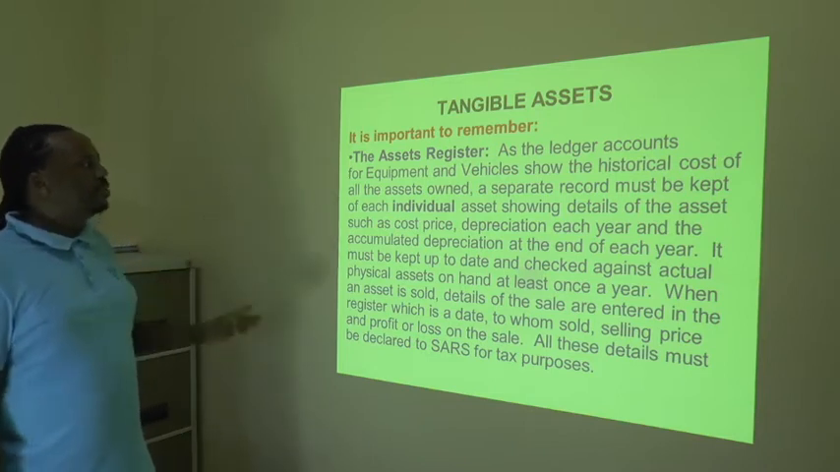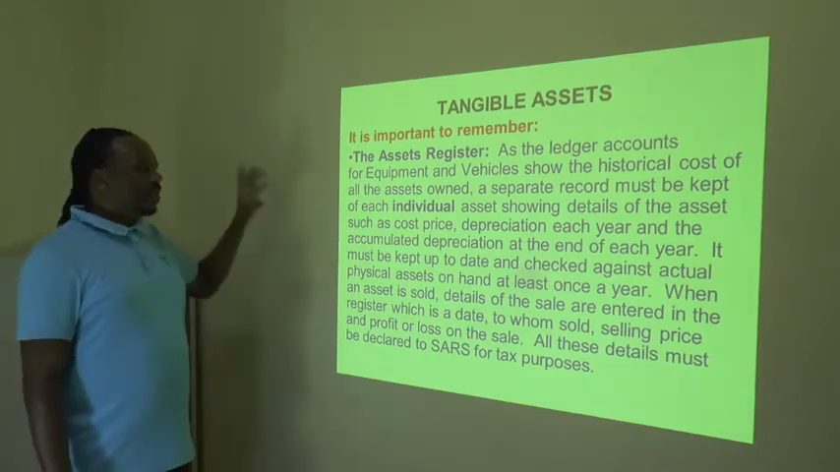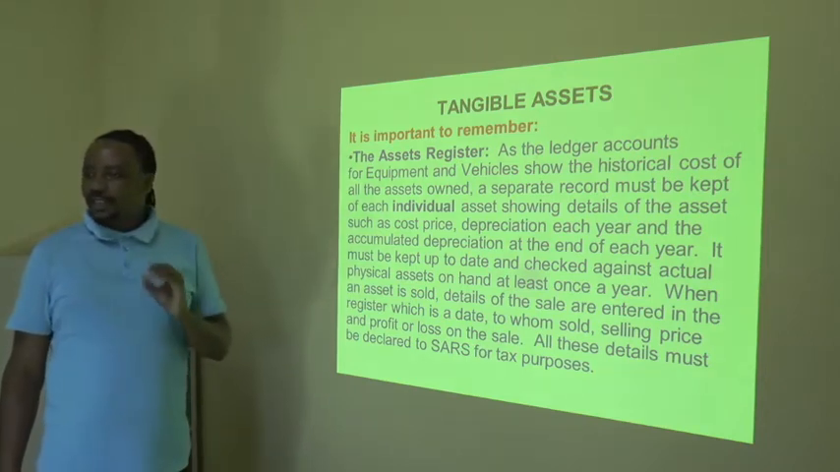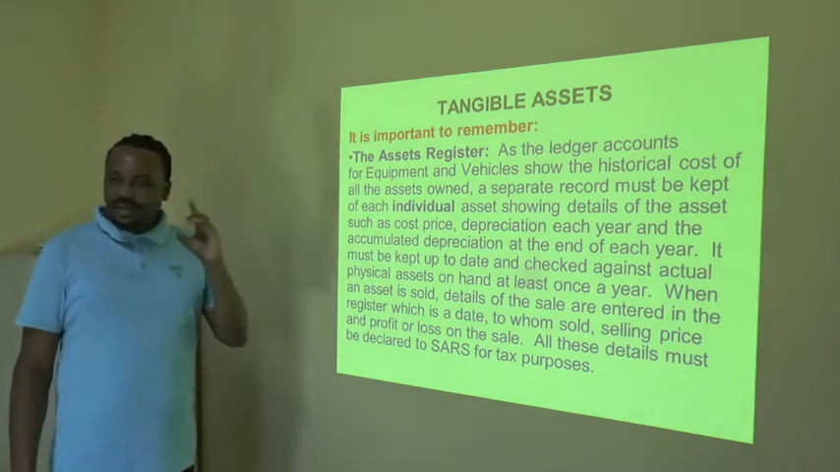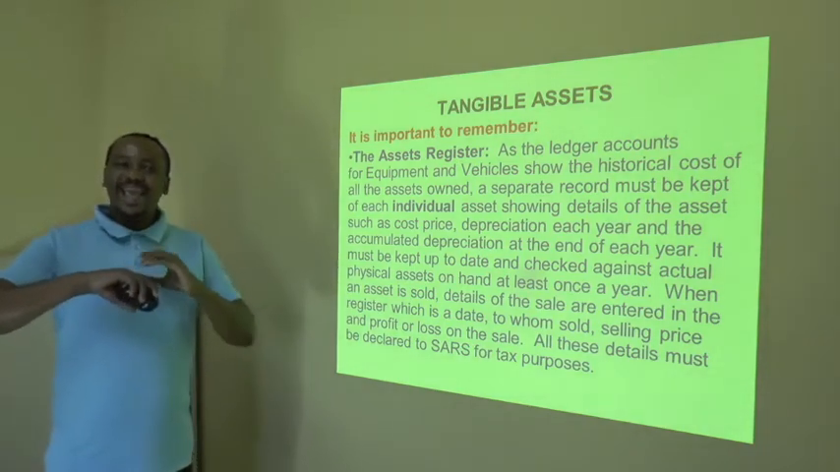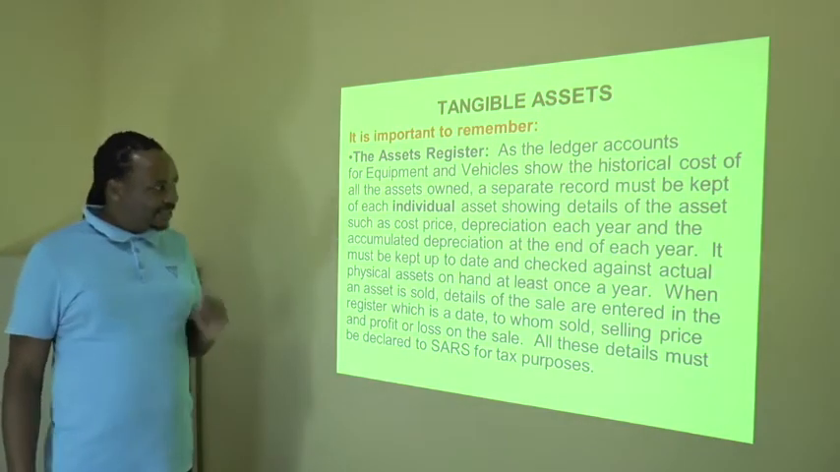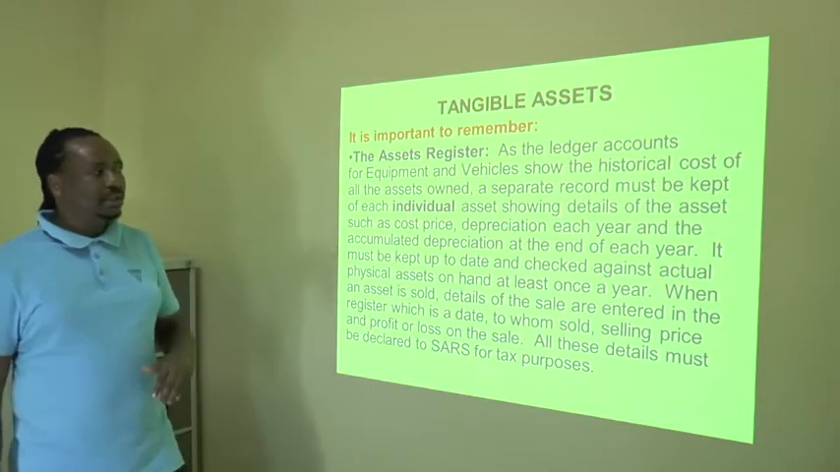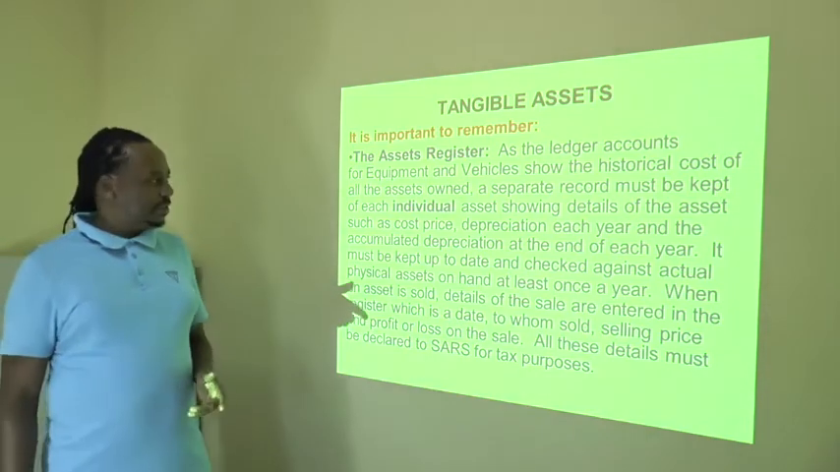So it is important, people, to understand this. Within the business, as we have tangible assets, there must be an asset register where we record everything about an asset that is on hand within the business before the asset has been disposed of.